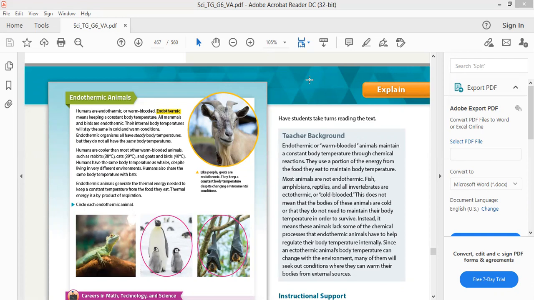When we want to classify an animal as endothermic or ectothermic, we check whether it is a mammal or a bird. If it is a mammal or a bird, it is endothermic. If it is a reptile, amphibian or invertebrate, it is ectothermic. Clear? Alright.